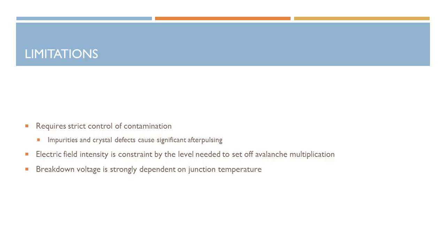Another limitation is that the electric field intensity is constrained by the level needed to set off the avalanche multiplication to reduce additional noise. The breakdown voltage is strongly dependent on the temperature of the junction. Under constant bias, excess voltage will begin to decrease with rising temperature, leading to the degradation of the device's performance.